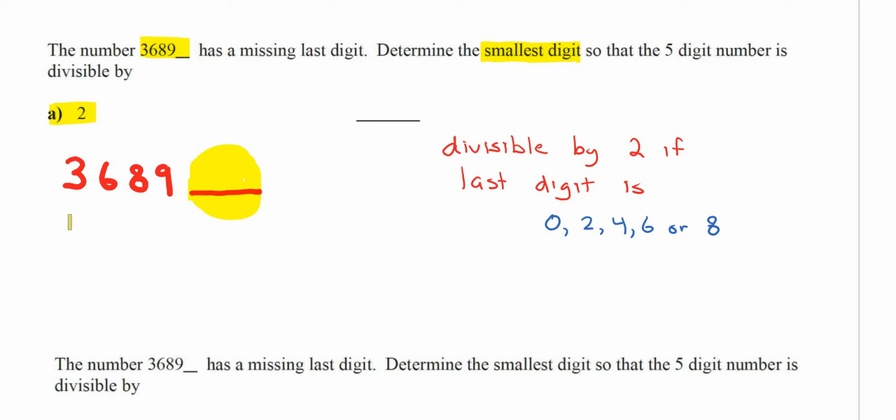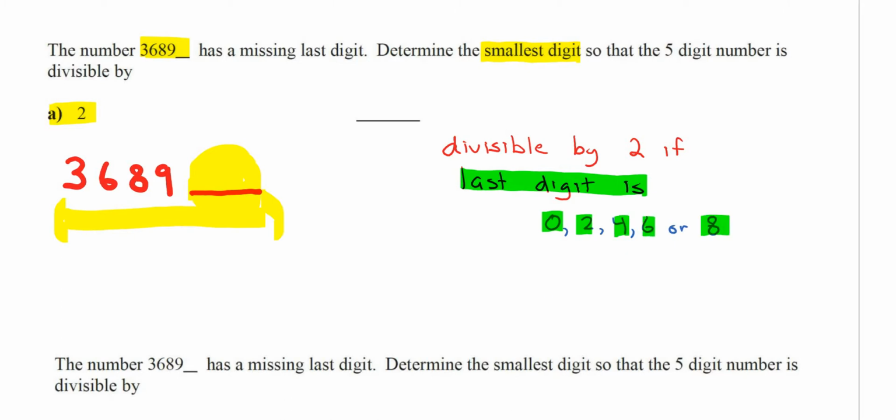Okay, so once again, we're given this pretty big number, 36,890 something. Our goal is to find out what the last number has to be such that it's divisible by 2 and it's as small as possible. Now the rule is if you're divisible by 2, the last digit must be 0, 2, 4, 6, or 8. Okay, so out of those digits, which one's the smallest?